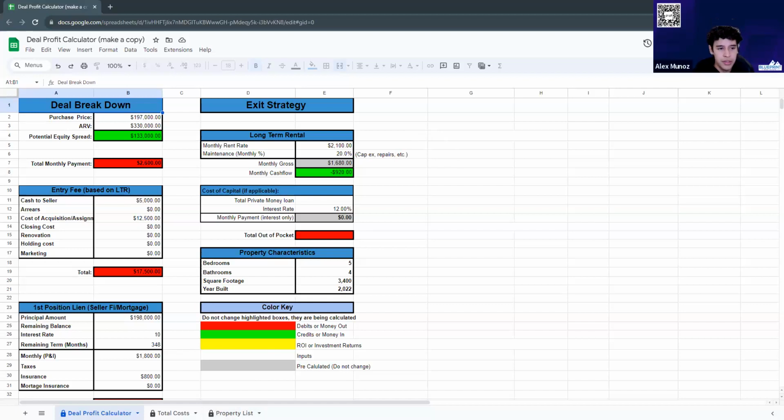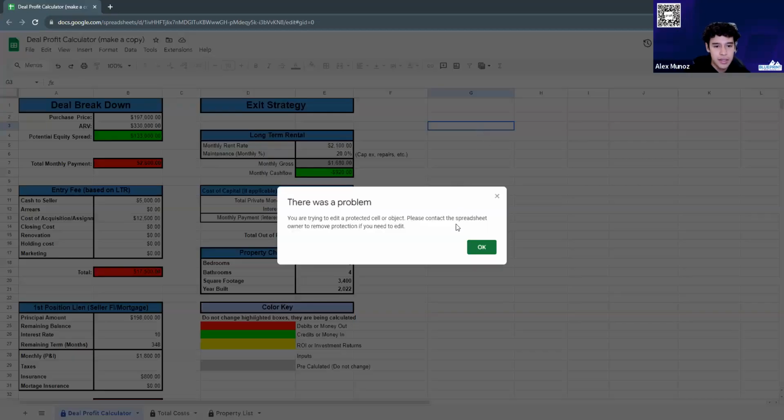And so I'm going to go over how I underwrite a subject to deal, and then I'll also go over how I underwrite a seller finance deal. And when I do my initial underwriting, it's not super important to have a super in-depth understanding of where you need to be. It's okay if the numbers are wrong at the beginning because after that initial conversation, you'll have a better understanding of what the offer needs to be to make the seller accept it.